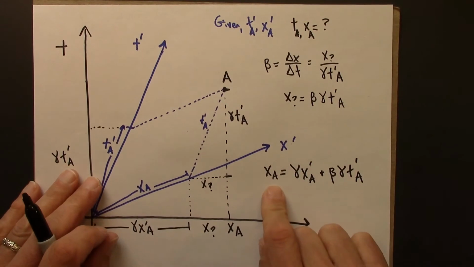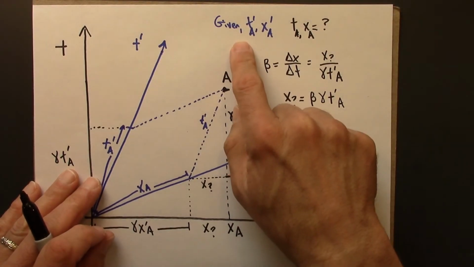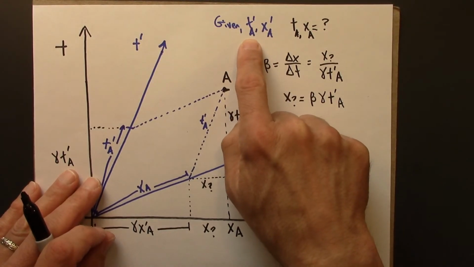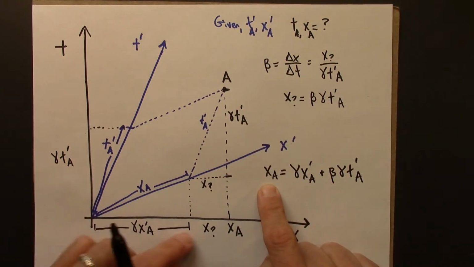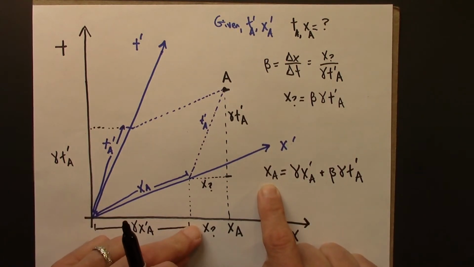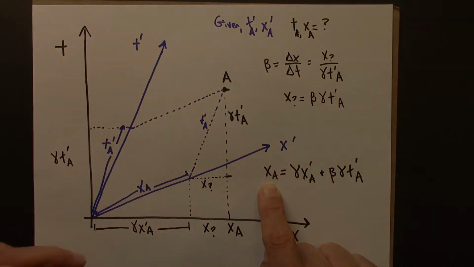And aha, this is what we're after. Given coordinates in the moving frame, I figured out what at least the x coordinate is in that rest frame. So the next thing we need to do is figure out the t coordinate in the at-rest frame.